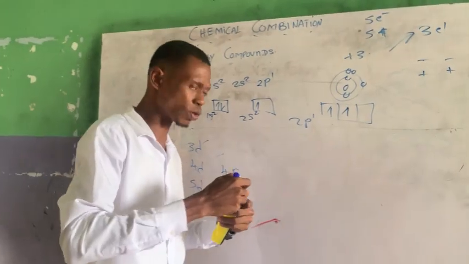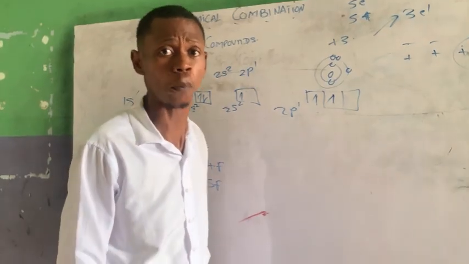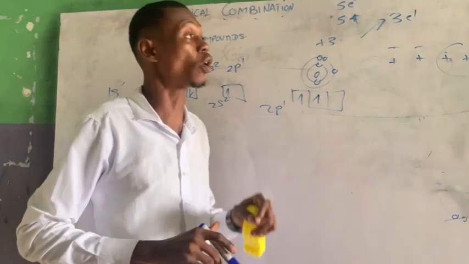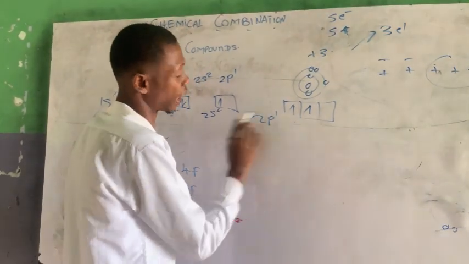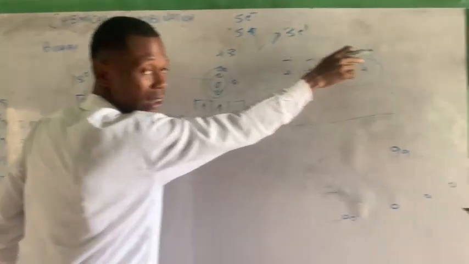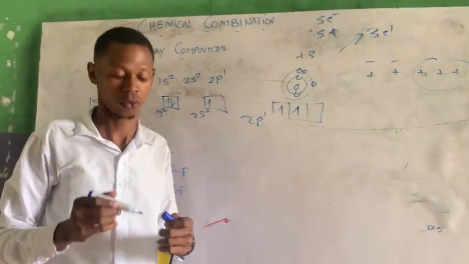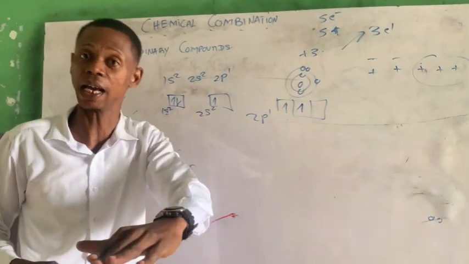Now let us come back to valency. Valency does not have a negative or positive sign, it is only positive, because there is no way you release. So the valency of this element is 3, not because it can give out 3, but because it has 3 electrons ready to work. So this is the difference between valency and oxidation number.